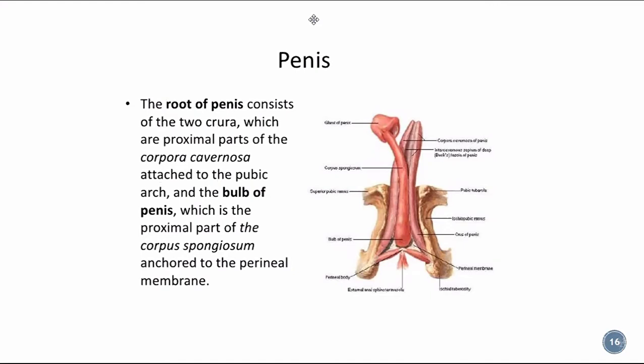Yes, Doc. Now, the root of the penis consists of the two crura. This is your crura or the crus of the penis, which are the proximal parts of the corpora cavernosa, and this is attached to the pubic arch on its side. And the bulb of the penis, which is the proximal part of the corpus spongiosum on the midline, is anchored to the perineal body or the perineal membrane. So the crura and the bulb are the inferior part of the penis, the proximal part of the penis.